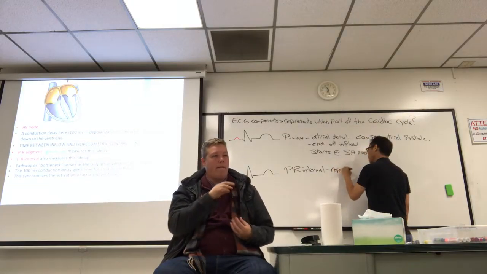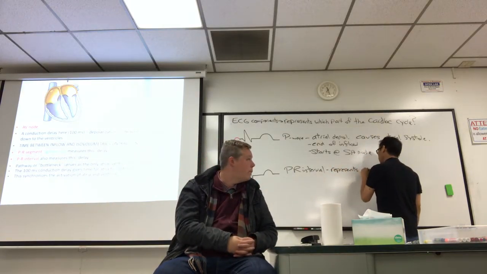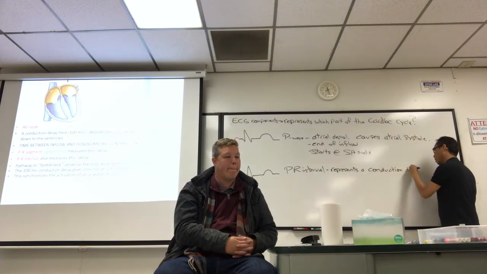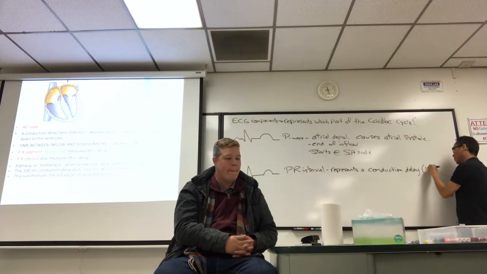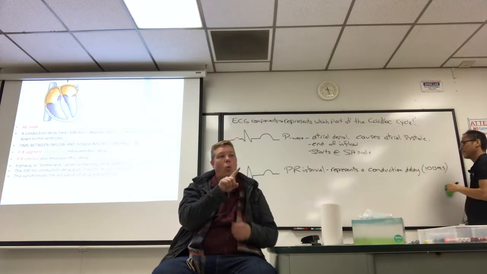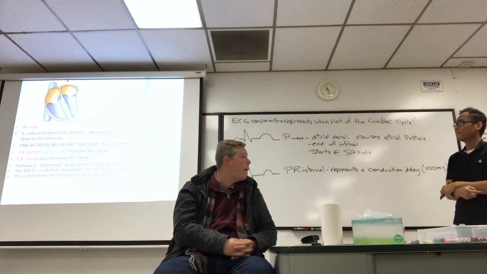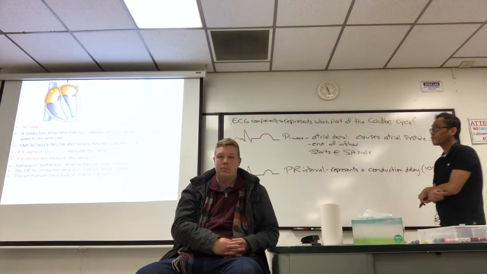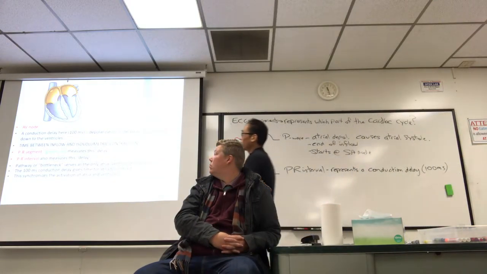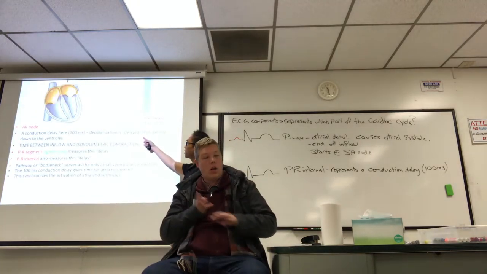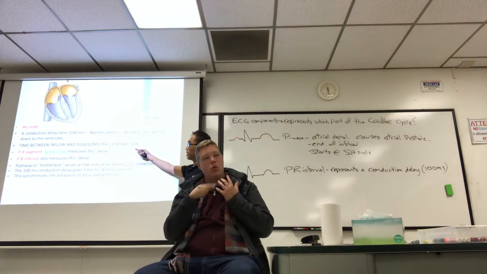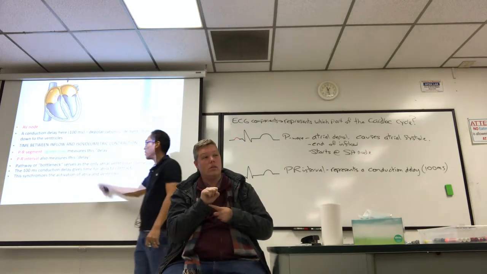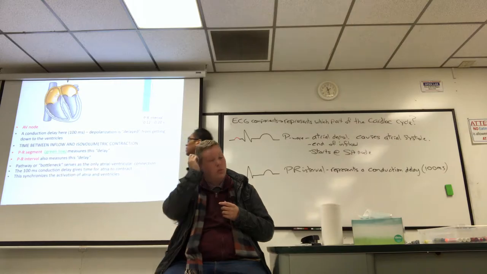It represents a conduction delay, about 100 milliseconds. So, with a conduction delay, the depolarization is delayed from getting down to the ventricles. This is the time between inflow and systole, isovolumetric contraction. So the PR interval is what I just taught.